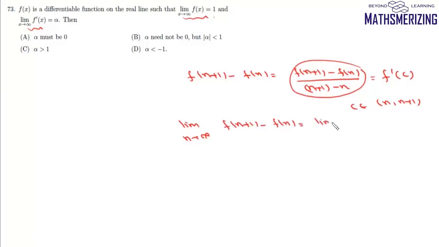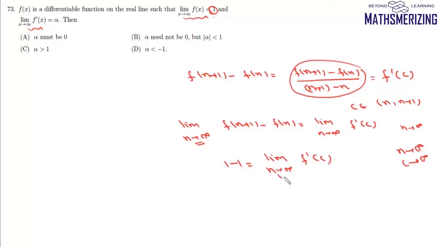Now we'll take this limit n tends to infinity of f(n plus 1) minus f(n). It will be this limit, n tends to infinity, f dash c. Now when n tends to infinity, this limit is equal to 1. So it is 1 minus 1, and then this limit, which is limit n tends to infinity, f dash c. Now when n tends to infinity, this c also tends to infinity. So basically as n tends to infinity, f dash c is nothing but alpha. So this is alpha. So from here we can say the value of alpha must be 0, and that's your option number A.